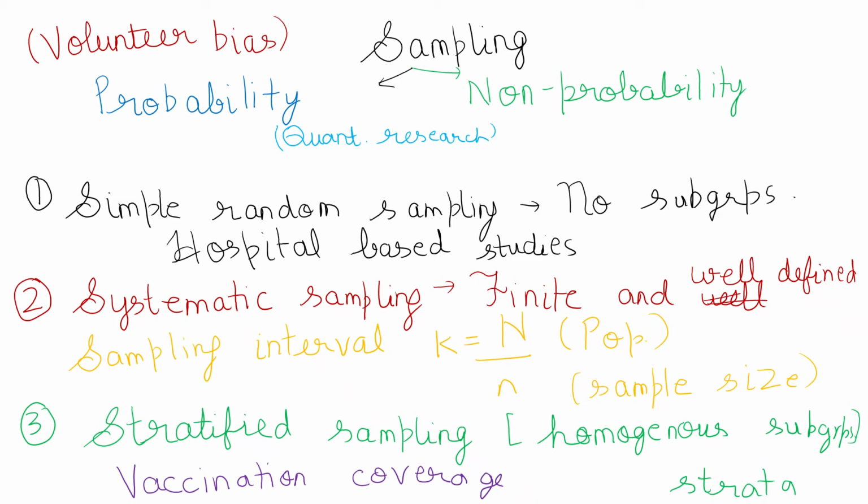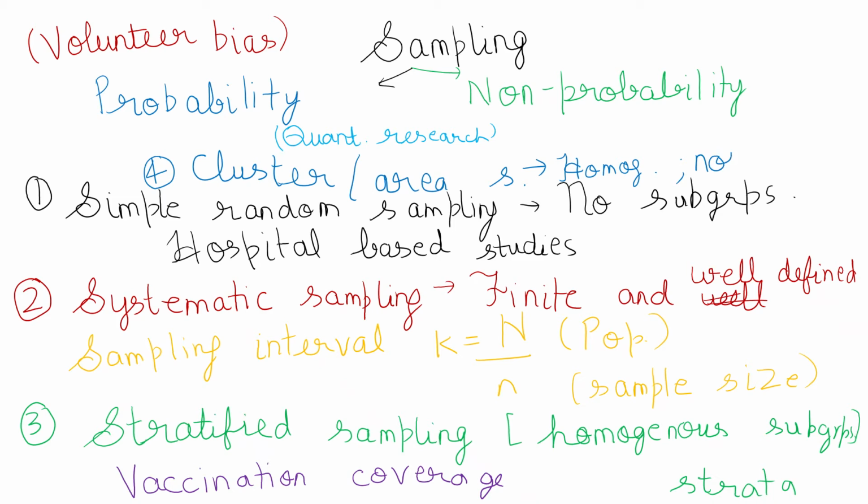After that, I'll talk to you about cluster sampling, also known as area sampling. Here also we take homogeneous groups, but the size here is not finite. If the size is not finite, we stick with cluster sampling. If the size is finite and well defined, we stick with systematic sampling.